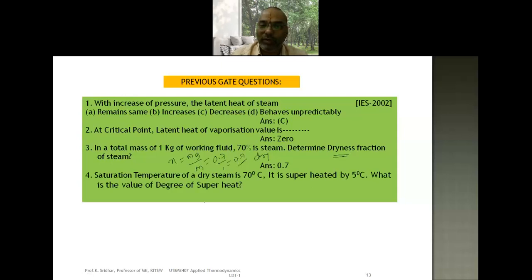The next question is basically given on the degree of superheat formula, because you know that the degree of superheat is nothing but T superheated minus T saturated. Here T saturated is given as 70 degrees centigrade and it is superheated by 5 degrees centigrade. So the T superheated value is 75 degrees centigrade. Automatically it will be 75 minus 70, so the answer will be 5 degrees centigrade.